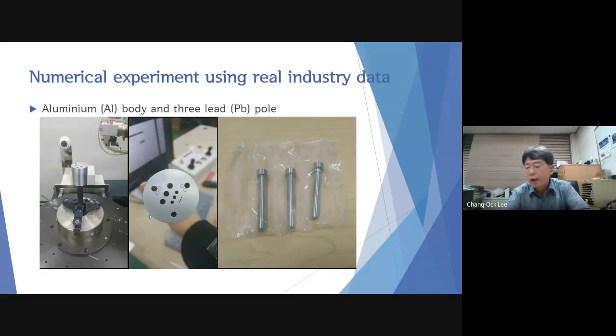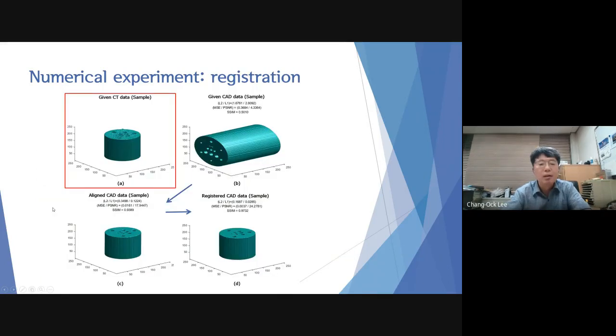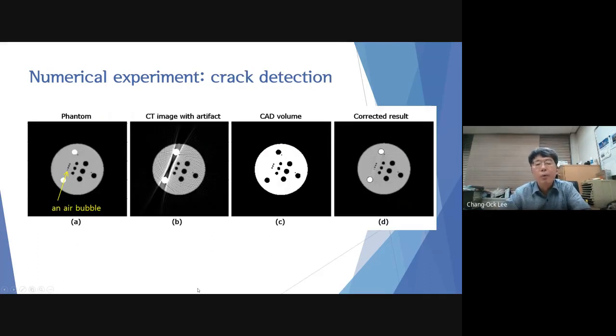Now we have a real experiment. We had an aluminum body, which we designed, and we have three lead poles, and we put them here and take the X-ray data. So this is the given CT, this is the given CAD data, and through aligning of the principal axis and the registration process, we matched these two. And then now we have the result for the crack detections.